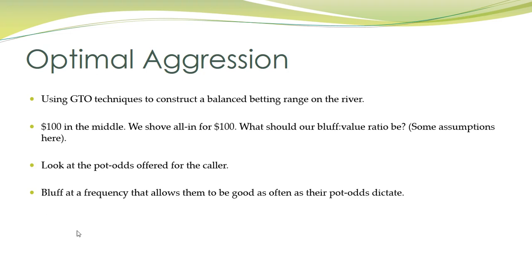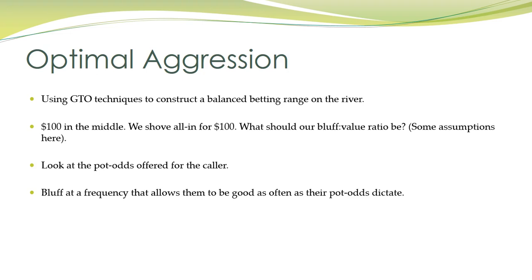That would mean 33% of the range, or exactly 1/3 of the range, is going to be bluffs. That means 66.666% of the range is going to be value hands. We can express that as a ratio of 1 bluff for every 2 value hands. 1 to 2 bluff to value ratio on the river.